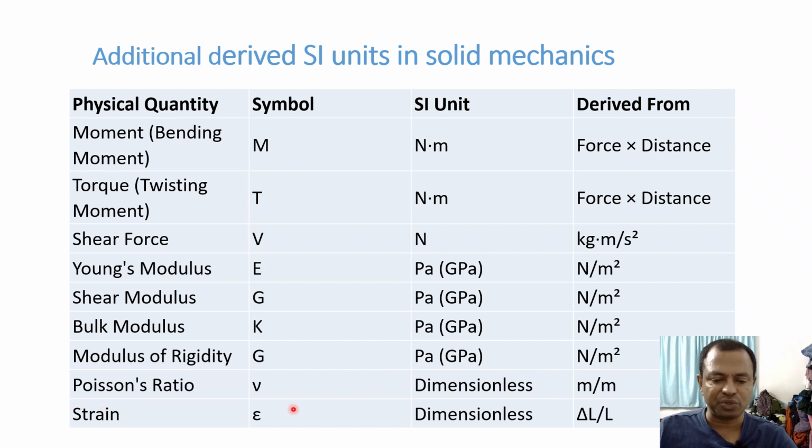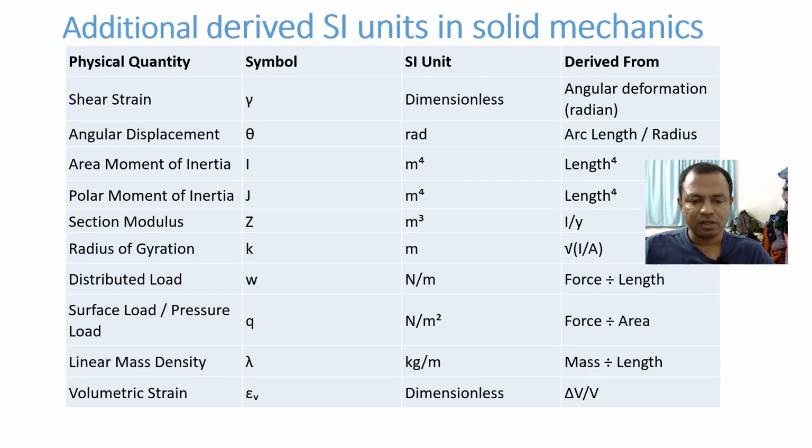And Poisson's ratio, since it is a ratio, is meter per meter, so it is a dimensionless quantity. And strain is also a ratio, change in length by original length, so it is also a dimensionless quantity. Some more additional derived units are shown here. Shear strain, all the strains are dimensionless quantities, so no unit.